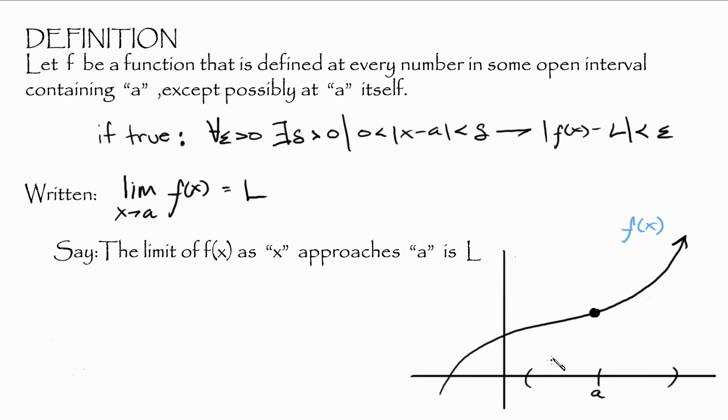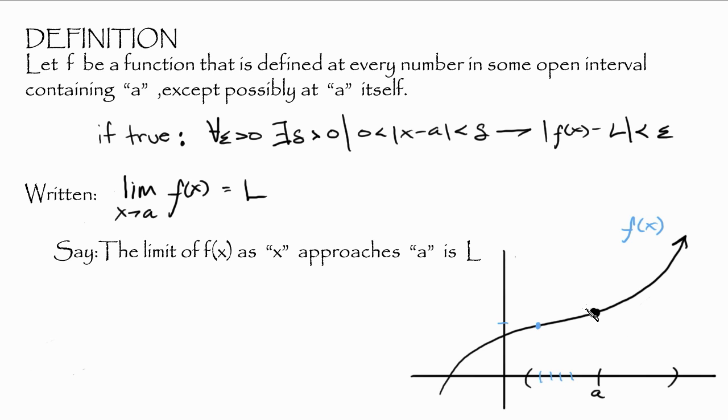Well, what it means to be defined at every number means that every single x I plug into here, there's a number that corresponds to it on this curve here, on the y-axis, basically. So that means it's defined. If a number is defined, that means there's a point on the graph that corresponds to it. Okay, and now it says except possibly a itself.